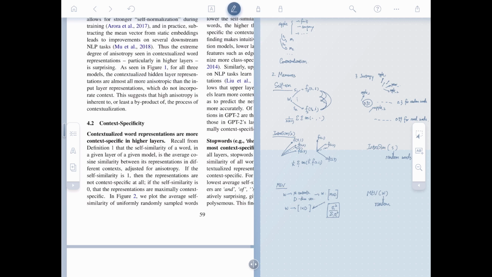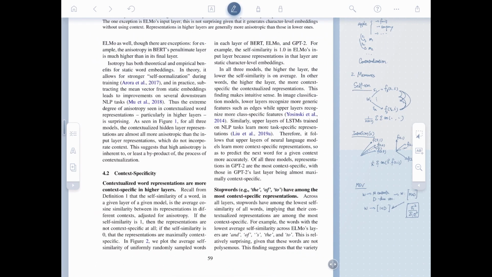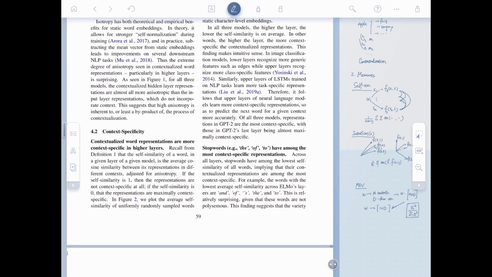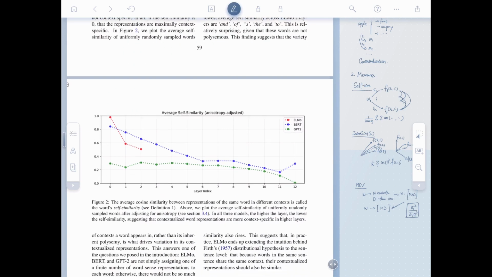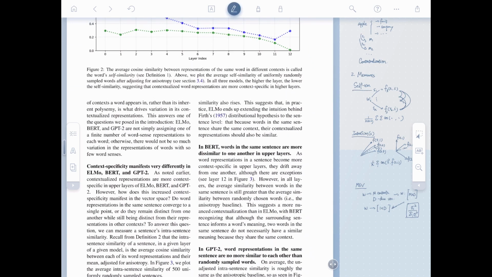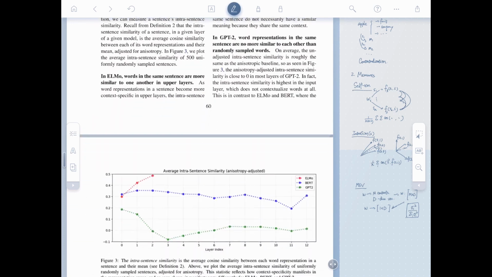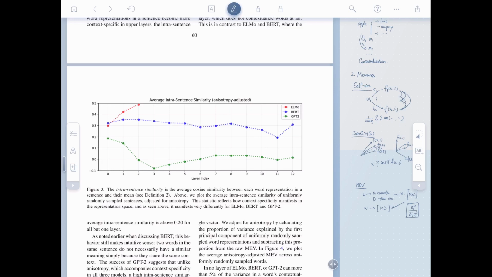In terms of context specificity, contextualized word representations are more context specific in higher layers. Stop words have among the most context-specific representations. Context specificity manifests very differently between language models. In ELMo, words in the same sentence are more similar to one another in upper layers. In BERT, words in the same sentence are more dissimilar to one another in upper layers. And in GPT-2, word representations in the same sentence are no more similar to each other than randomly sampled words. This figure sort of illustrates this trend.